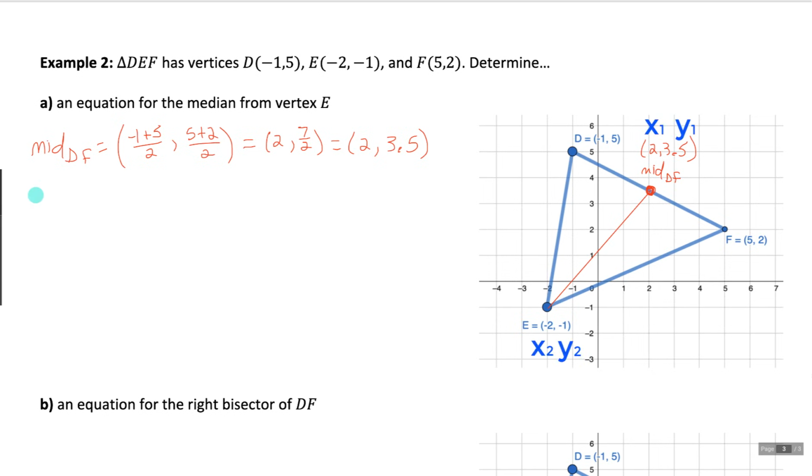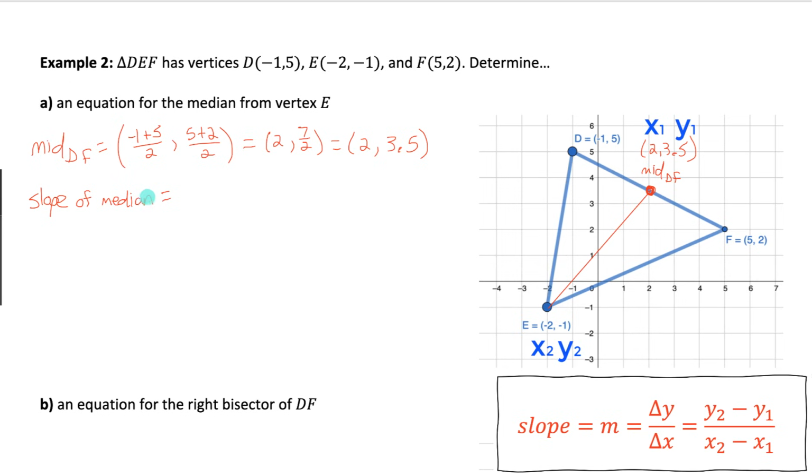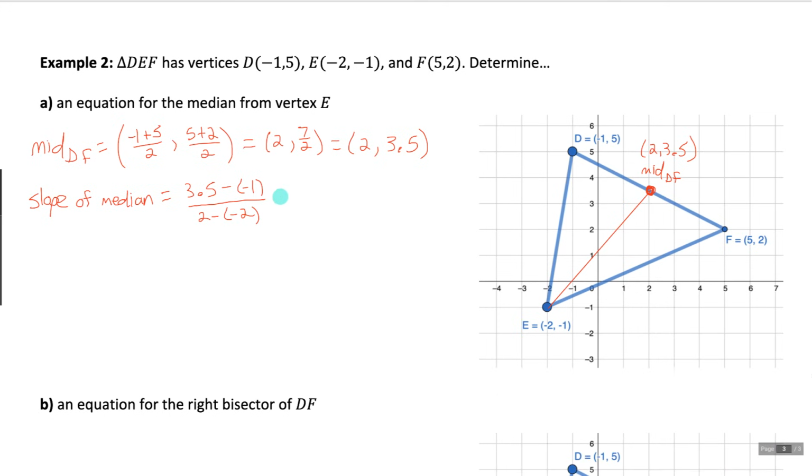I can find the slope of the line by using the formula y2 minus y1 over x2 minus x1. So I'll find the difference in the y-coordinates. I'll do 3.5 minus negative 1 over the difference in the x-coordinates, 2 minus negative 2. So that gives me 4.5 over 4. And if I were to write that with integer values and get rid of the decimals, I can multiply top and bottom of that by 2, and that would give me 9 over 8. So my m value, my slope, is 9 over 8.